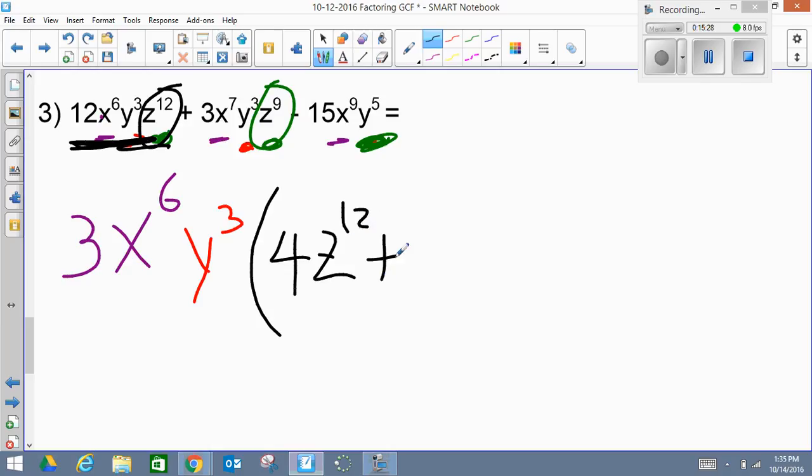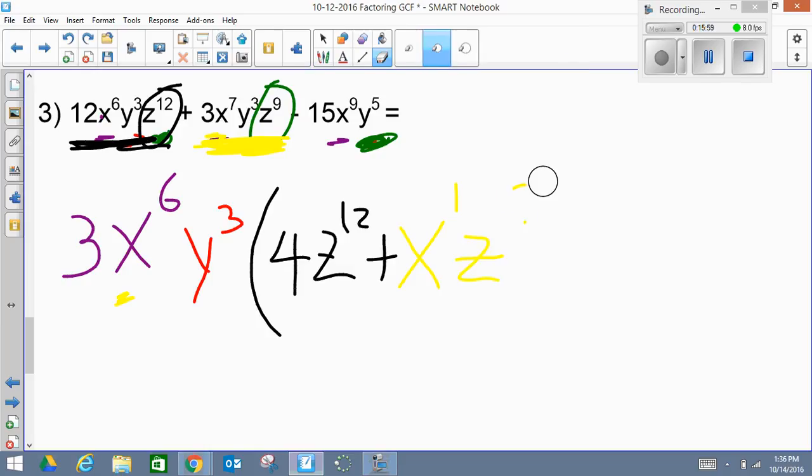Next term, plus. Second term, I'm doing the second term. 3x to the 7 y to the third z to the 9 divided by your common factor. Same process that we did up there. So 3 divided by 3, cancel out. X to the 7 divided by x to the 6, x to the first. Y third divided by y third, they cancel out. Z to the 9th, that's the number that is left. So you bring it down. Okay, z to the 9th.